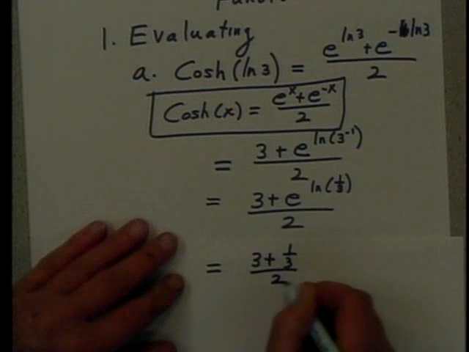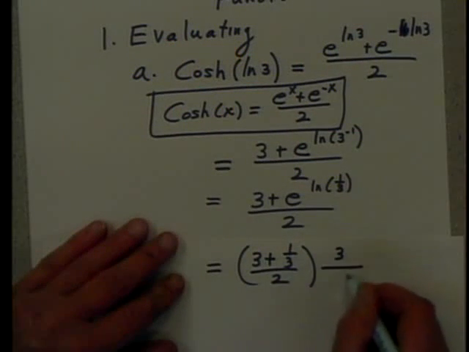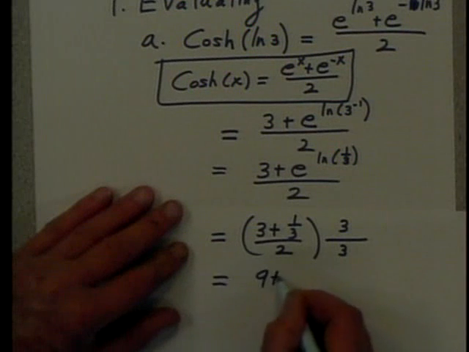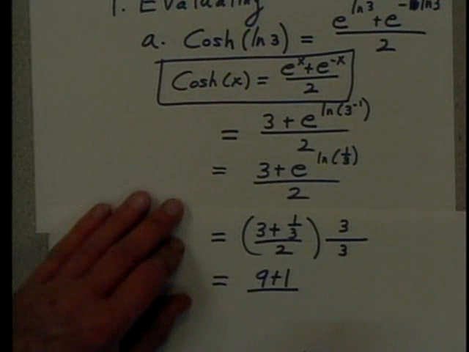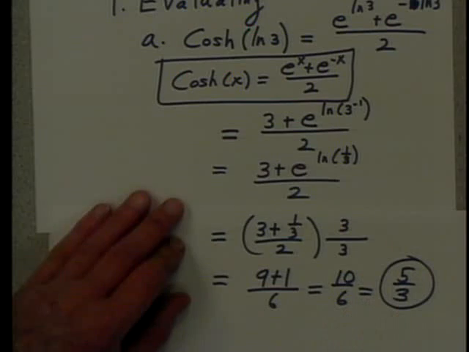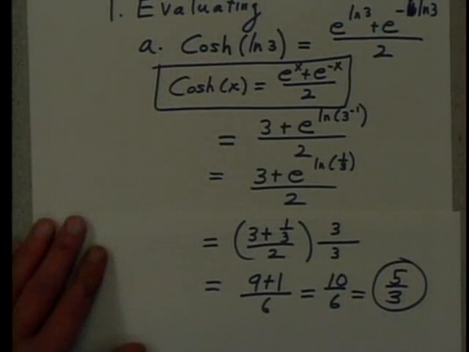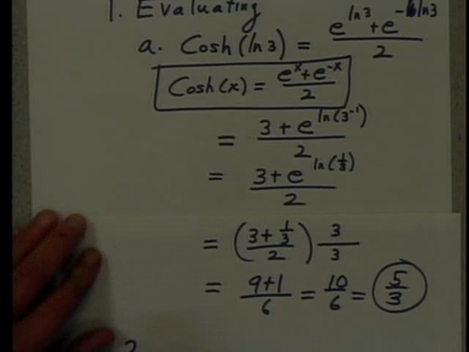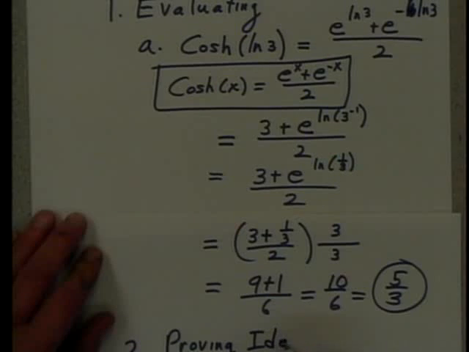3 plus 1/3. And of course, the standard way to handle that might be multiply by 3 over 3, or whatever you do. It doesn't matter to me as long as you can do it. But you get 9 plus 1 over 6, which is 10 over 6, which is 5/3. So what is the cosh of the natural log of 3? It's 5/3. Okay, number 2. Just like in trig, you get a chance to do proving identities.